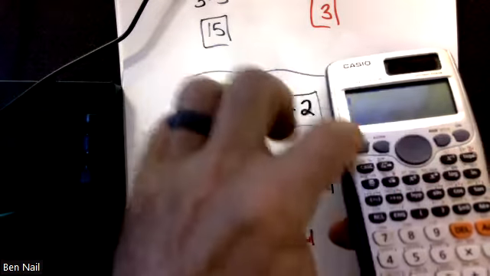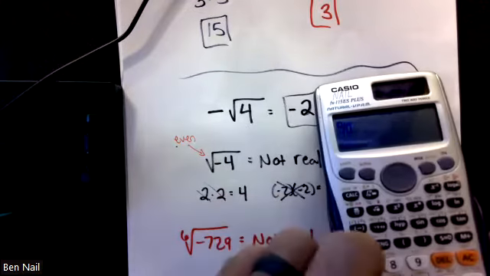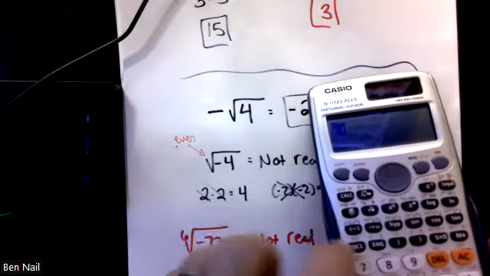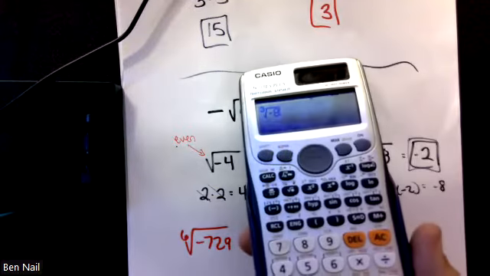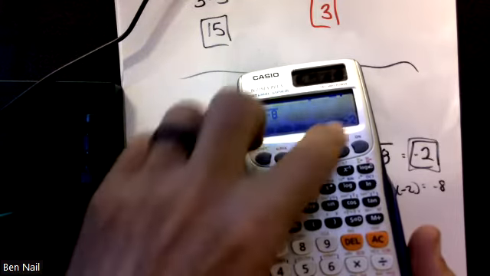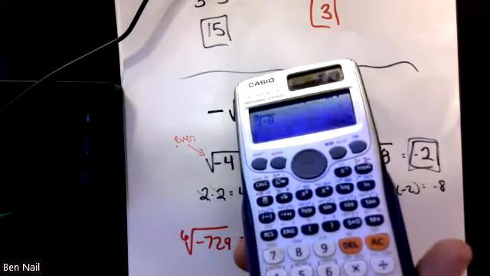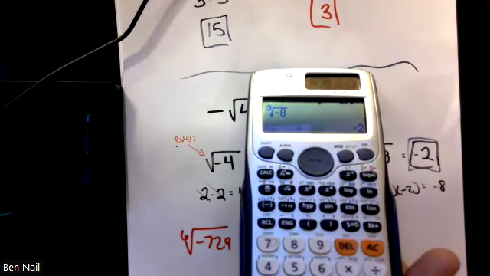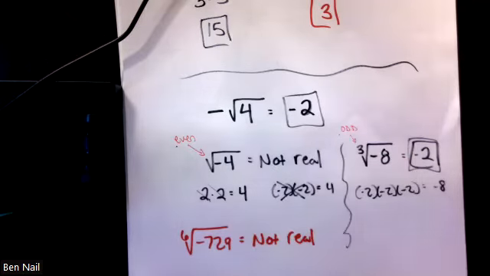On the other hand, if I do that same thing and I type in the cubed root of -8, and hit equals, my calculator generates a solution of -2. So if you forget whether it's a real solution or not, again, your calculator will help with that.